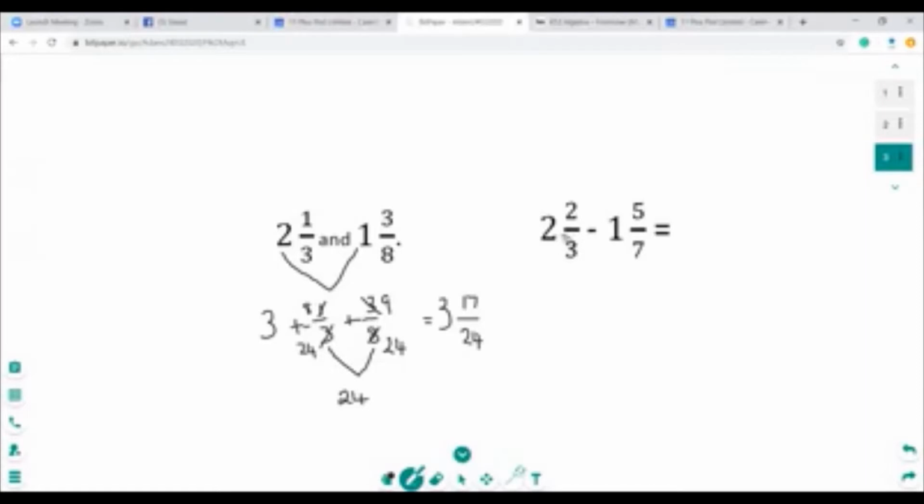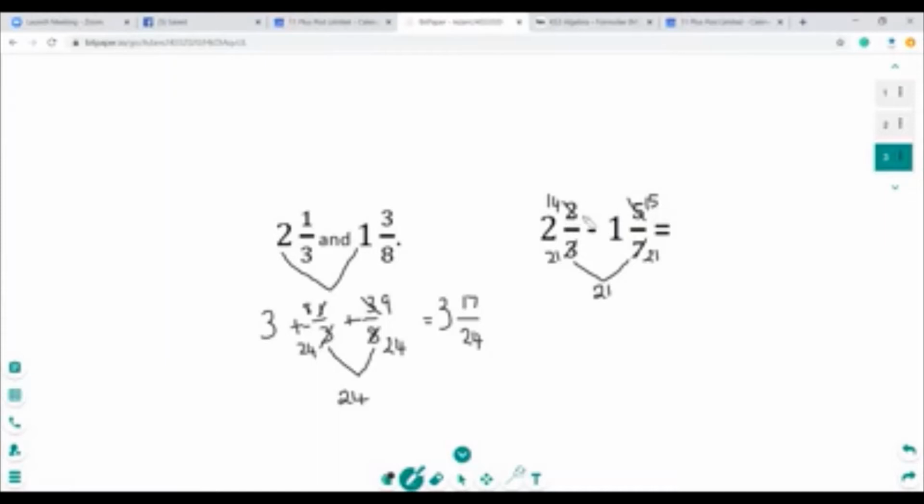Right, with subtraction, I really recommend that you change them both into improper fractions before subtracting. To do that, we need to find the lowest common multiple for 3 and 7, which is 3 times 7, 21. So let's change both denominators to 21, and whatever we do to the bottom, we have to do to the top. So to go from 3 to 21, I times by 7. So 2 times 7 is 14. And to go from 7 to 21, I times by 3, and 3 times 5 is 15.